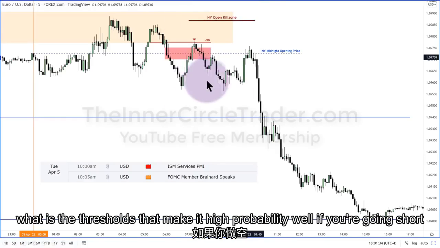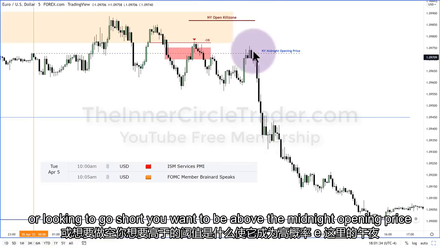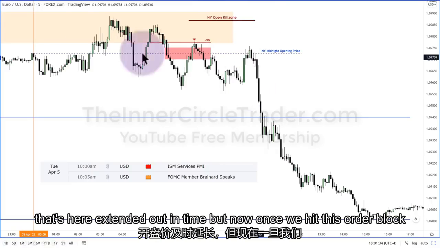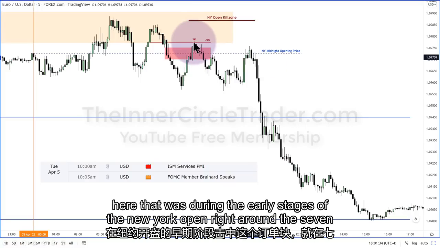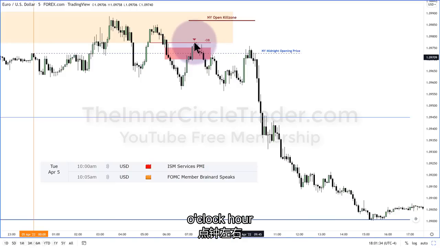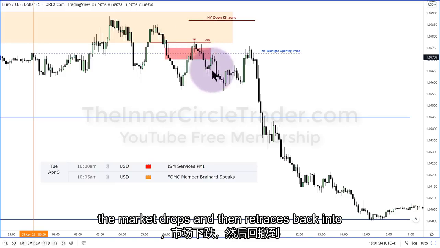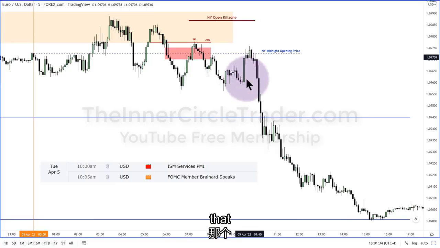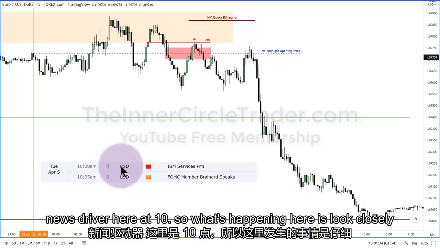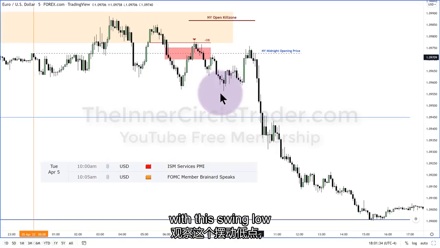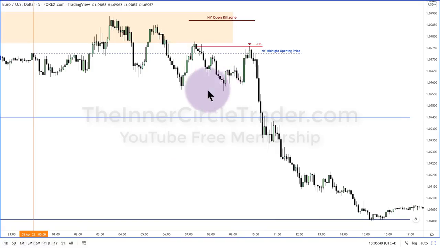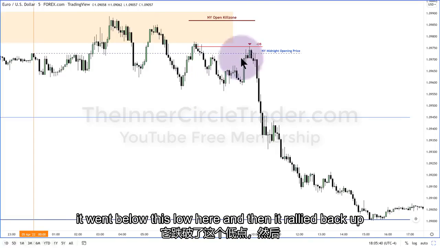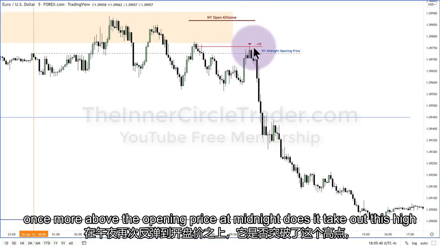What are the thresholds that make it high probability? Well, if you're going short or looking to go short, you want to be above the midnight opening price, that's here, extended out in time. But now once we hit this order block here, that was during the early stages of the New York Open, right around the 7 o'clock hour. The market drops and then retraces back into that news driver here at 10. So what's happening here is, look closely with this swing low. It went below this low here, and then it rallied back up once more above the opening price at midnight.